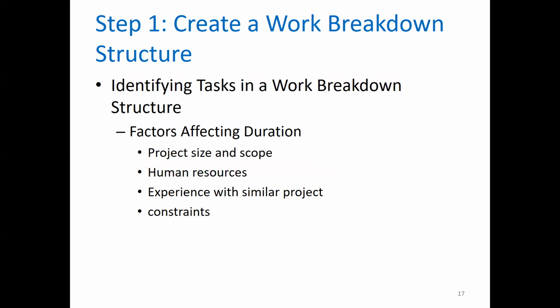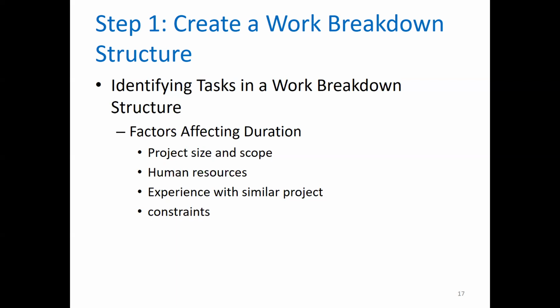Next up is identifying tasks in a work breakdown structure. Some of the things that you would be looking at when you are trying to come up with the duration of your task, when I say duration, how many days it would take to complete your task, are 4 specific factors. First one is project size and project scope. Project size is how big or how small the project is. Scope is generally the objective, all the things you need to achieve in the project.